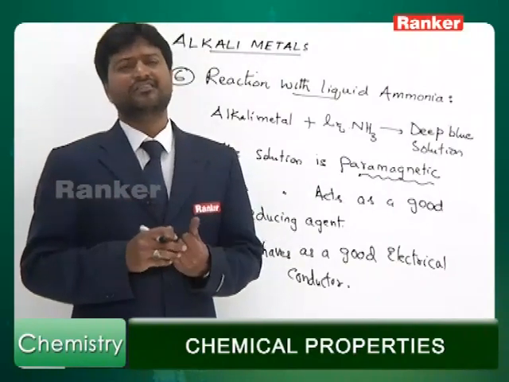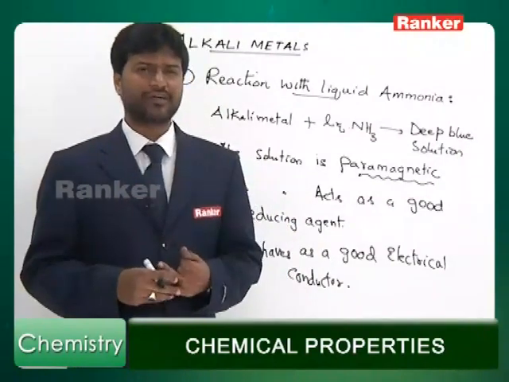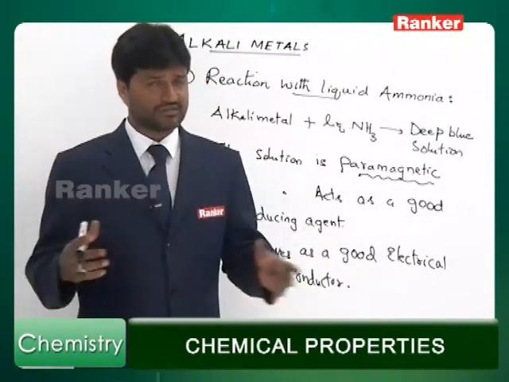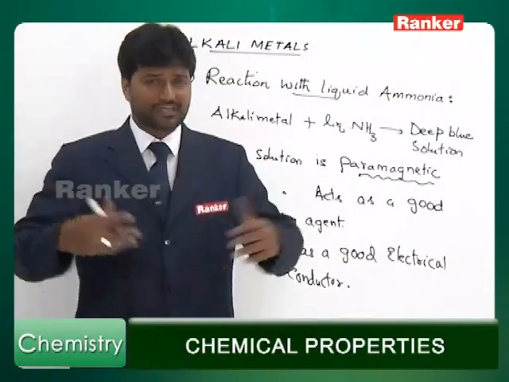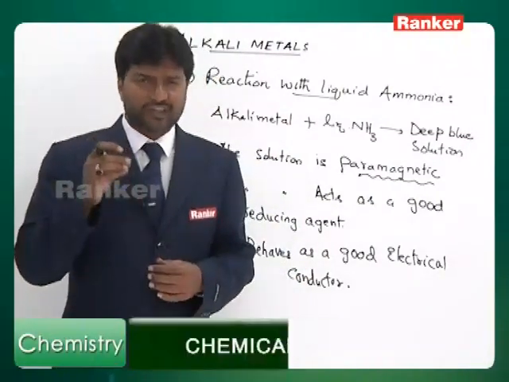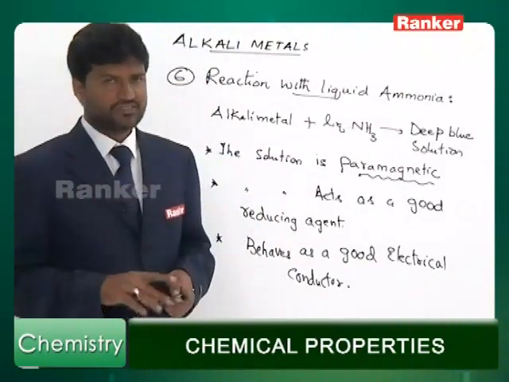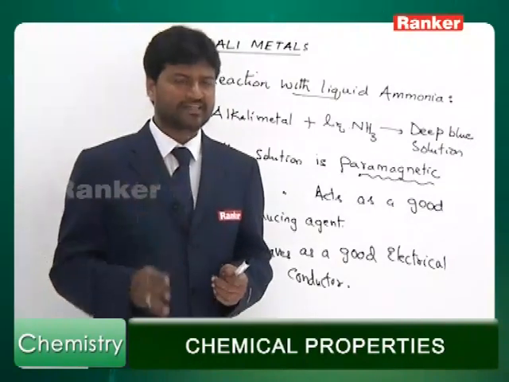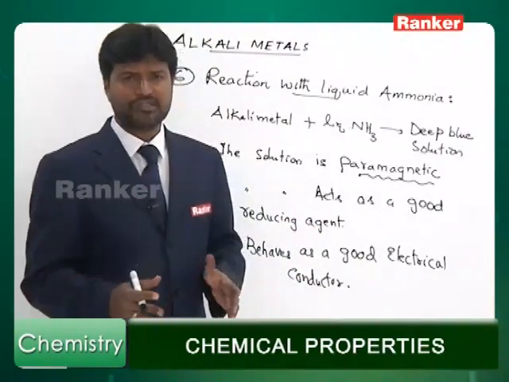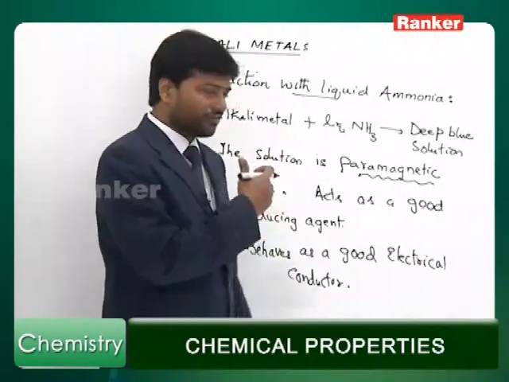The next thing is the solution will be paramagnetic. About magnetic nature, you should know that the solution is paramagnetic. Another important feature is this solution will act as a good reducing agent. Please remember that a reducing agent is a species which can supply electrons. And then another important feature is this solution will act as a good electrical conductor. So, these 4 properties, color, conduction, paramagnetic nature and reducing nature, can all be explained on the basis of this reaction which I am going to write now.